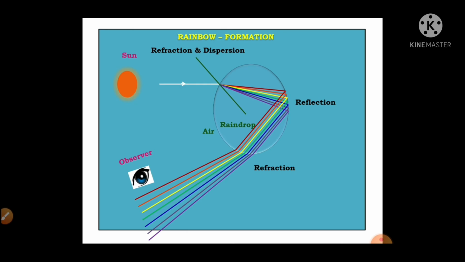So this is how rainbow formation takes place. Rainbow is a beautiful natural phenomenon. It is a combined effect of a number of natural processes.